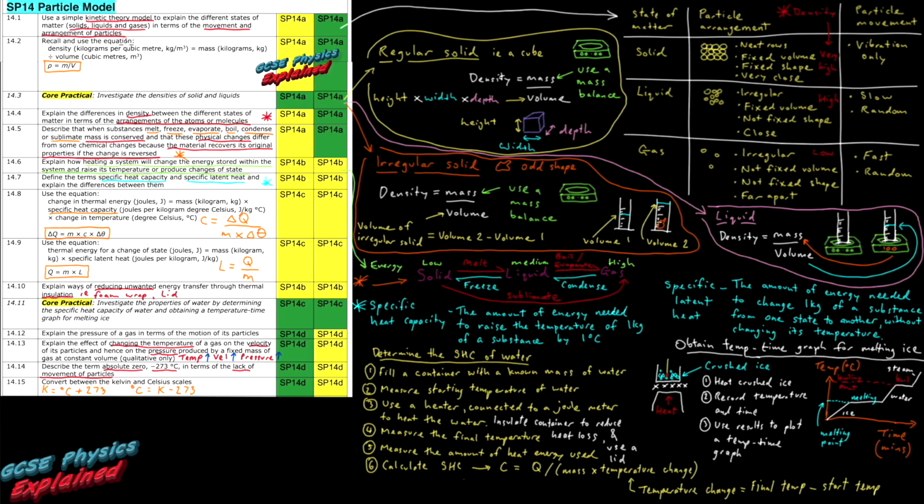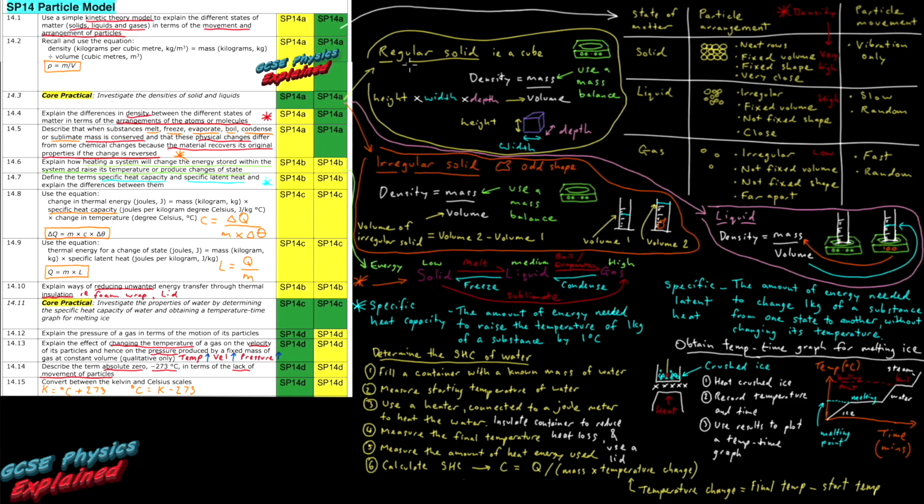Recall and use the equation. Density equals mass divided by volume. So we use a wiggly P for density, M for mass, V for volume. Core practical. Investigate the densities of solids and liquids.